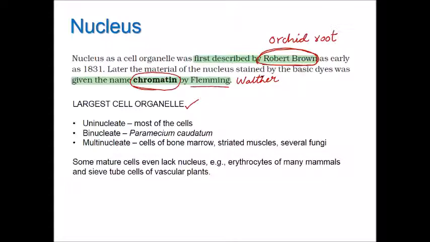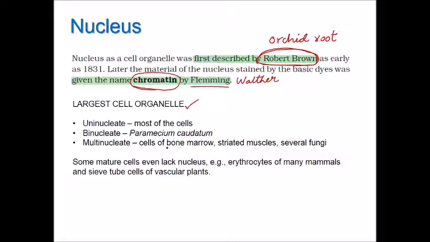But there are some cells or some organisms which have more than one nucleus. An organism with two nuclei, the best example is paramecium. So paramecium usually has two nuclei. One is called the micronucleus, the other is called macronucleus. Micro means small, macro means large. Multinucleate condition is usually when the cell has more than two nuclei.